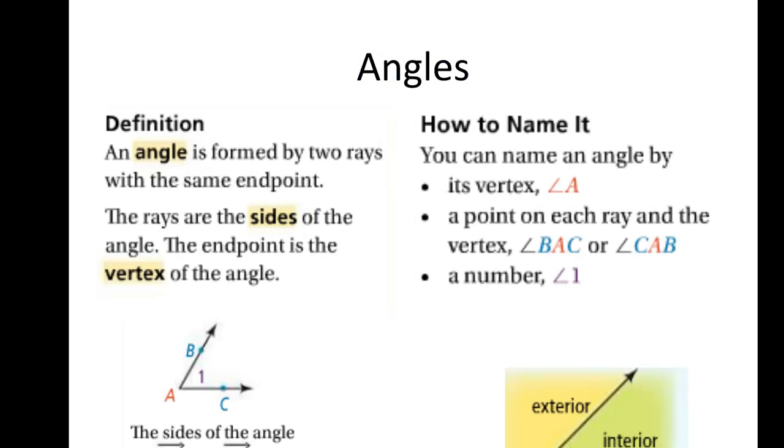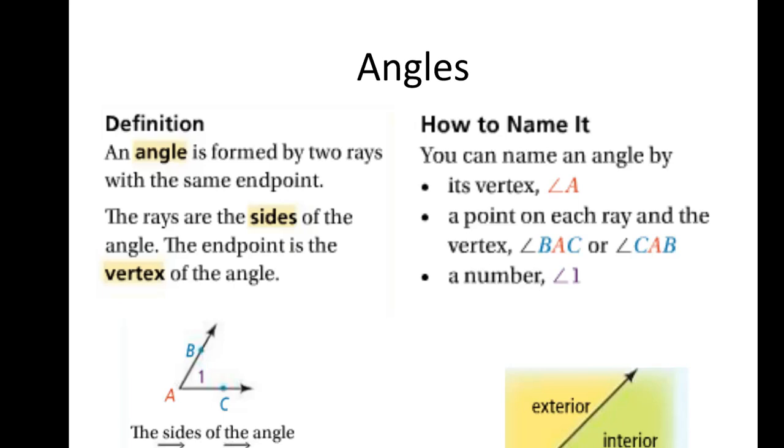Those rays are called the sides of the angle. The endpoint is called the vertex. So the vertex in this angle right here is going to be vertex A. B and C are on the sides of the angle. Now, the sides of the angle would be called ray AB and ray AC. But they both have A in common, therefore that tells you where that vertex is.